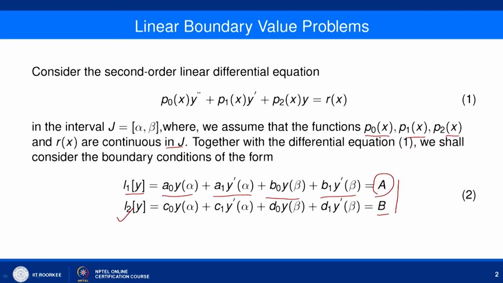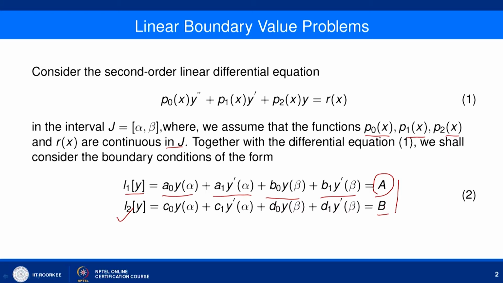Consider the second order linear differential equation P naught x y double dash plus P 1 x y dash plus P 2 x y equal to R of x. Here the coefficients P naught, P 1 and P 2 are continuous in an interval J, which is alpha to beta, where alpha and beta are real numbers and alpha is less than beta. Then we assume that the functions P naught, P 1, P 2 and R x are continuous in J.